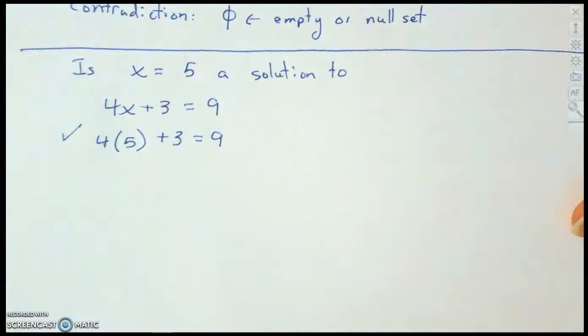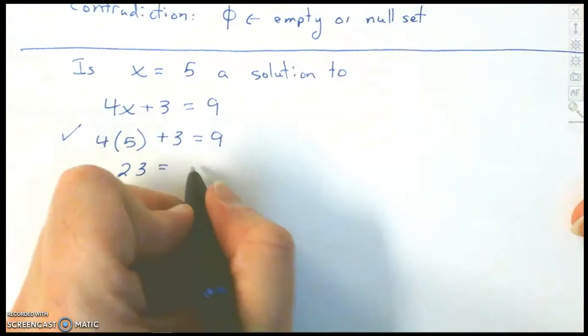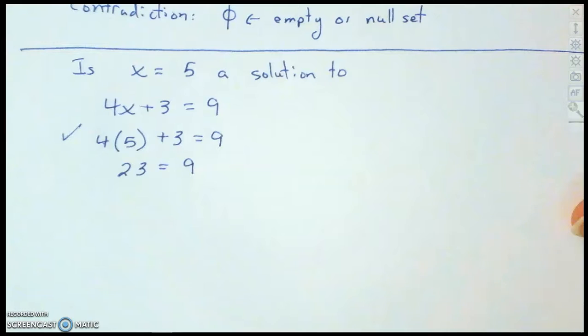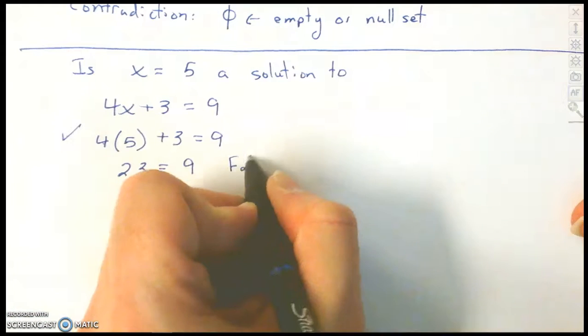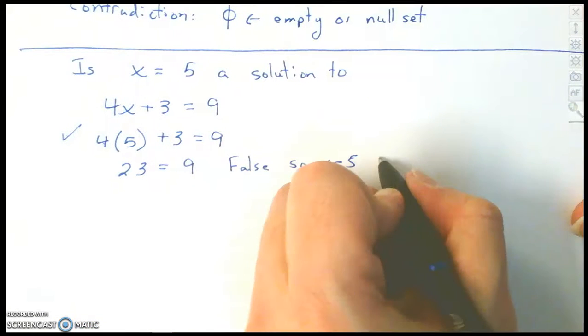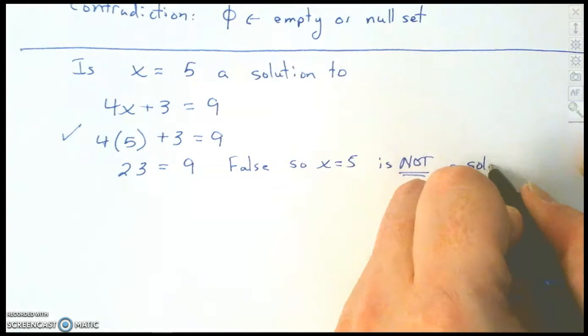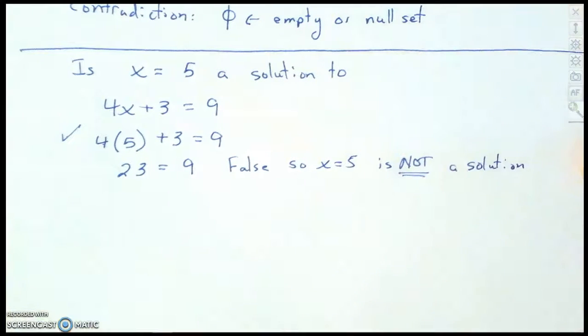Okay, 5 times 4 is 20. Plus 3 makes it 23. And does 23 equal 9? No. Okay, this is false. So x equals 5 is not a solution. And so there are several questions in your homework where they want you to see if this variable is a solution or not. And how do we do that? We plug it in and we see if the sides match up.